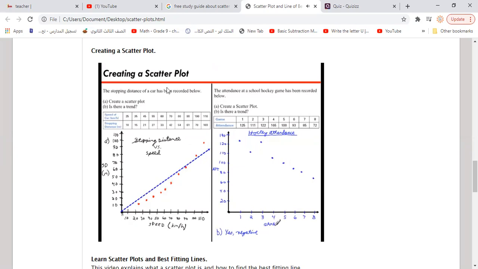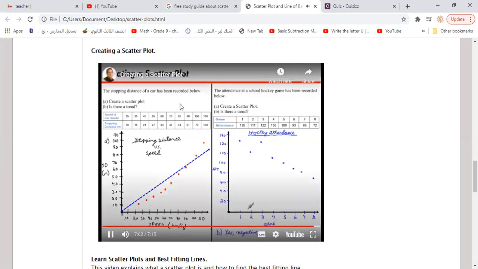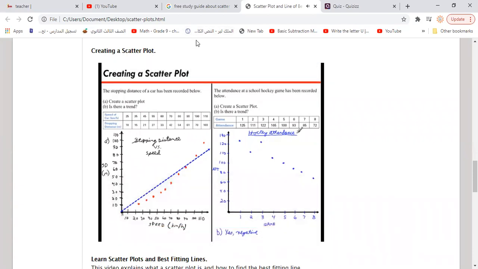Keep in mind we had a title, games on the x-axis, attendance on the y-axis, and we had a main title, and the interval for games was just 1, and we chose an interval of 20 for attendance.